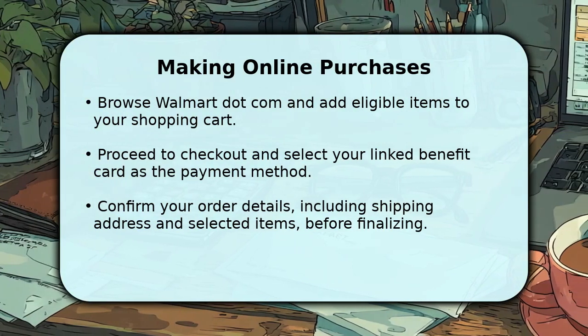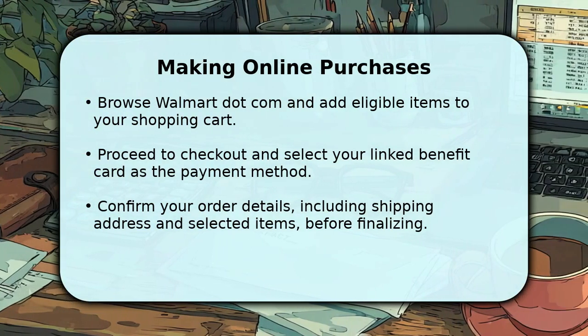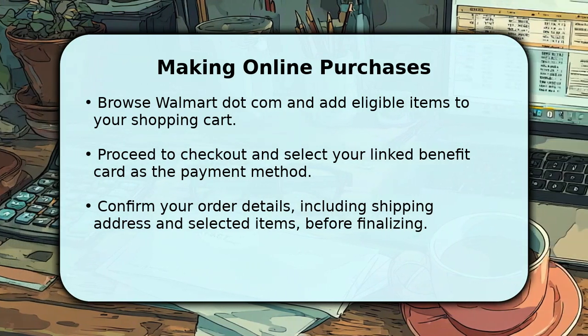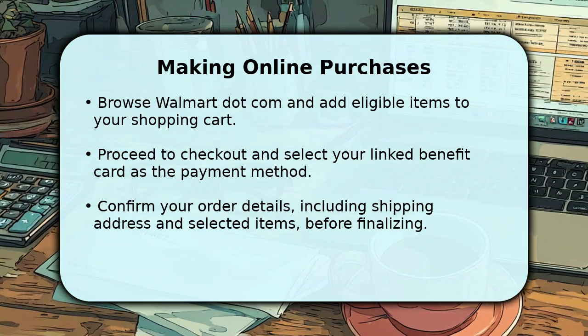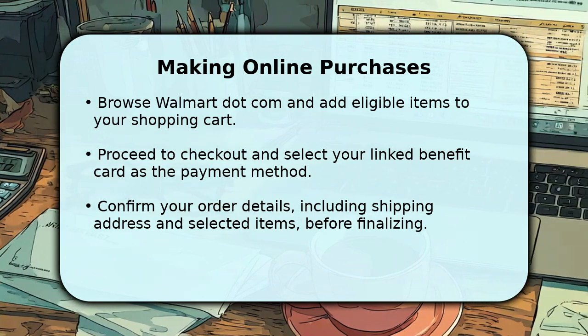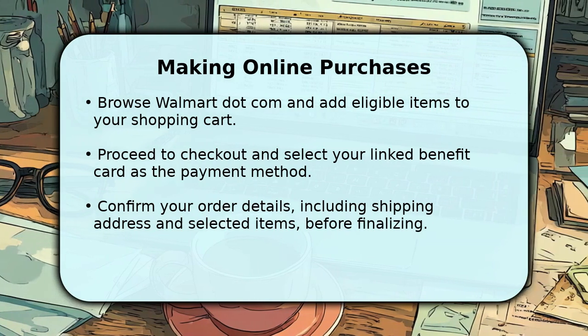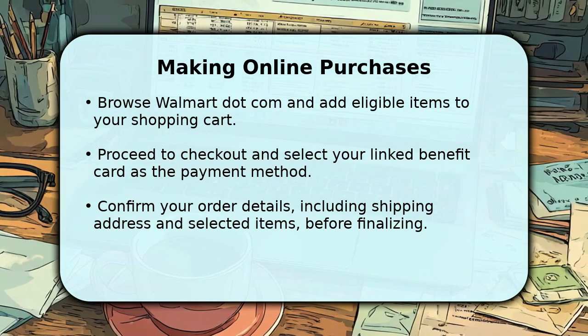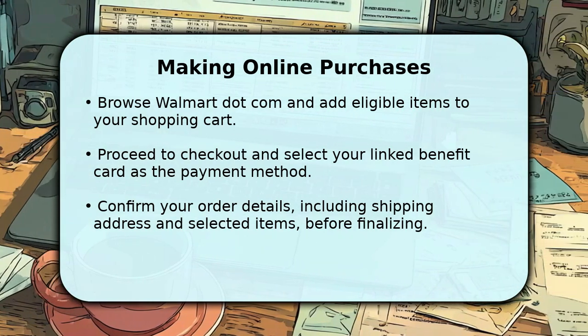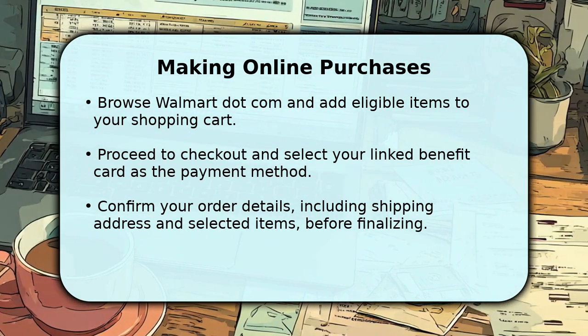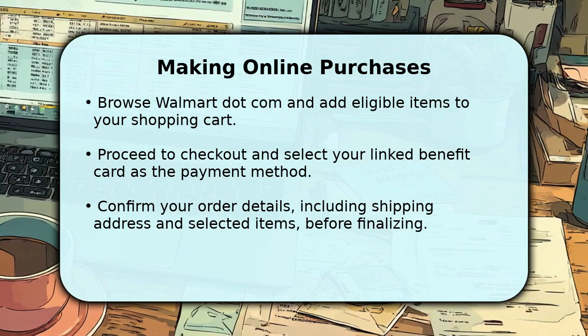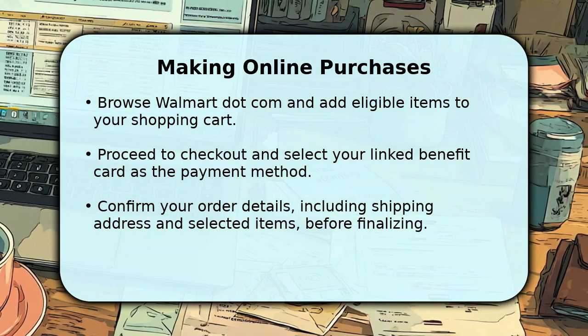When you are ready to shop, simply add your desired, eligible items to your shopping cart on Walmart.com. During the checkout process, you will be prompted to choose a payment method. Select your previously linked benefit card from the options available. After reviewing your order details, including your shipping address and the total amount, you can complete your purchase with just a few clicks. It is a seamless way to use your benefits.